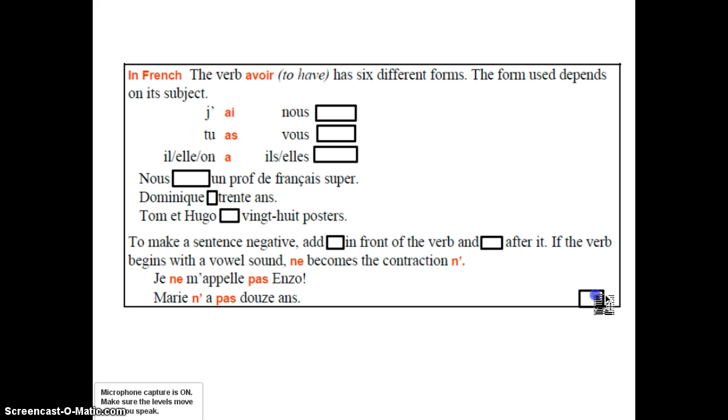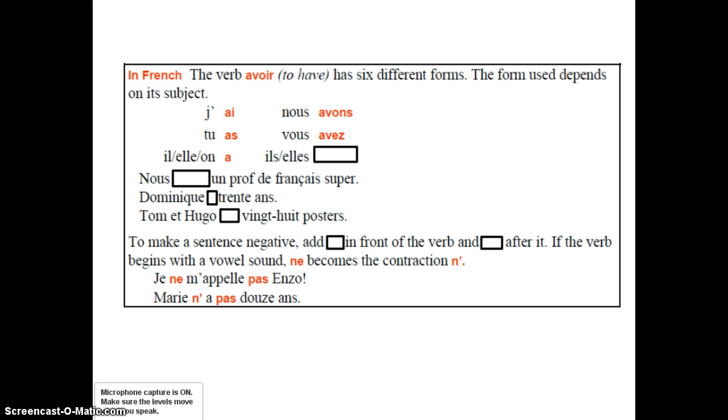The il and elle form, the he and she form, is a. So if you want to say he has a book, il a un livre, or she has a book, elle a un livre. The nous form of have is avons. Again, you use that whenever you're using nous, the we form, to say we have. So if you wanted to say we have a book, you would say nous avons un livre.